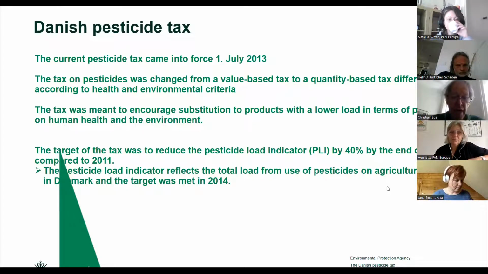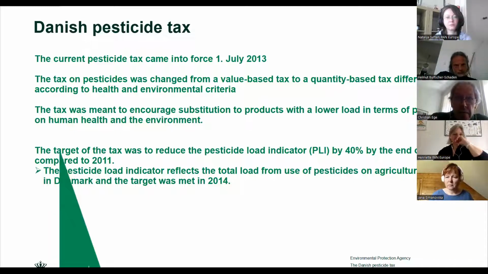I borrowed 2 slides from the ministry, and what I'm going to say is based on the relation between the indicator and the Danish Pesticide Tax. Because the Pesticide Tax is a very important part of the Danish pesticide reduction strategy.